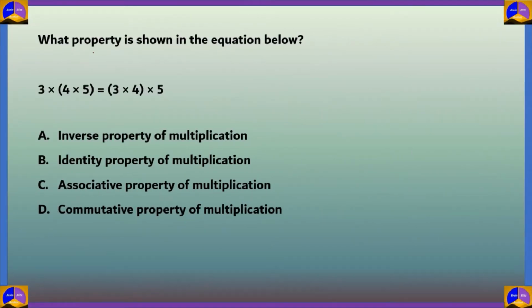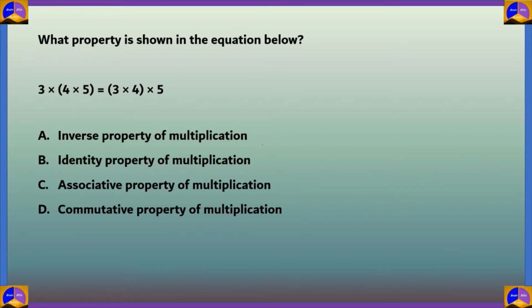Next, what property is shown in the equation below? 3 times bracket 4 times 5 is equal to bracket 3 times 4 bracket close times 5. Option A, inverse property of multiplication. Option B, identity property of multiplication. Option C, associative property of multiplication. And option D, commutative property of multiplication.